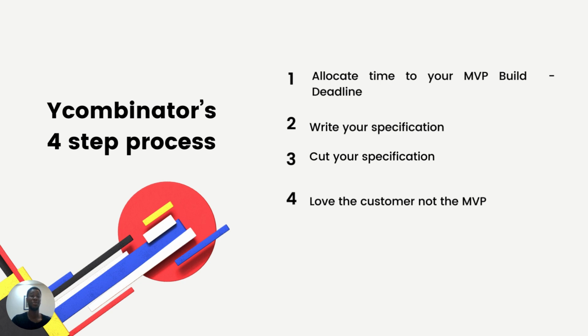And then the last thing is to love the customer and not love the MVP, right? Because the MVP is going to change, it's going to evolve, but the customer remains just the same. Their problems and their challenges would remain the same. So you want to love the customer and engage in conversation with that customer, not necessarily loving your version of the MVP.